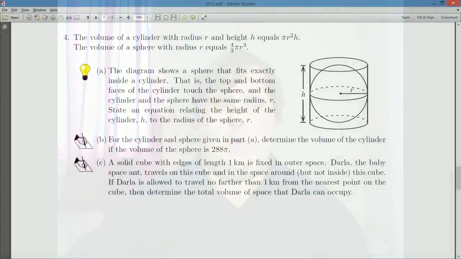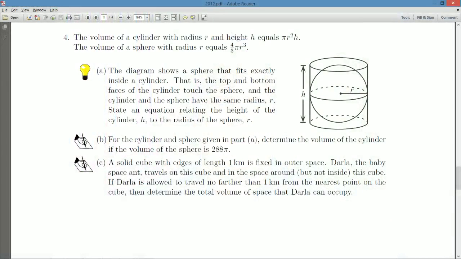We're going to be tackling the last question on the Grade 9 2012 Fryer paper put out by the University of Waterloo. So let's take a look at our final question, question number 4, right now. In the preamble they're giving us two formulas. The volume of a cylinder with radius r and height h equals pi r squared h. The volume of a sphere with radius r equals 4/3 pi r cubed.